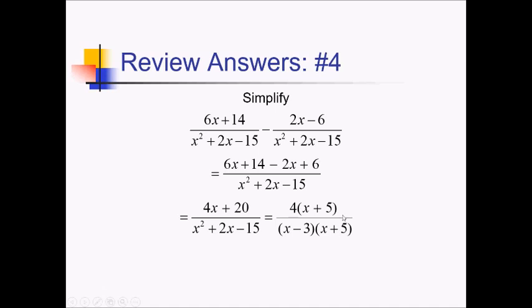And lo and behold, those x plus 5s actually do end up canceling. So then we have a 4 over x minus 3. And now this is fully simplified.